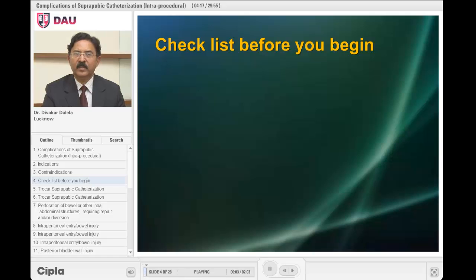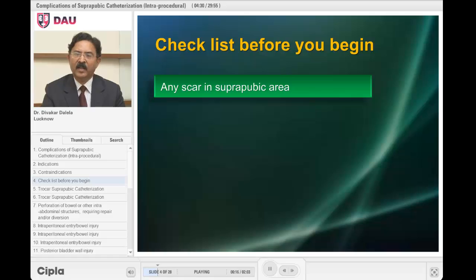Before you do a suprapubic trocar cystostomy, you must, as a beginner particularly, and even as an expert, find out that there is no scar in the suprapubic area. If there is a scar in that area, you should find out why there is this scar, what surgery has been done before, because there are certain kinds of operation which allow adhesion formation between the bowel and the bladder. And if bowel loops are adhered to the bladder, then you run a risk of causing injury to viscera.